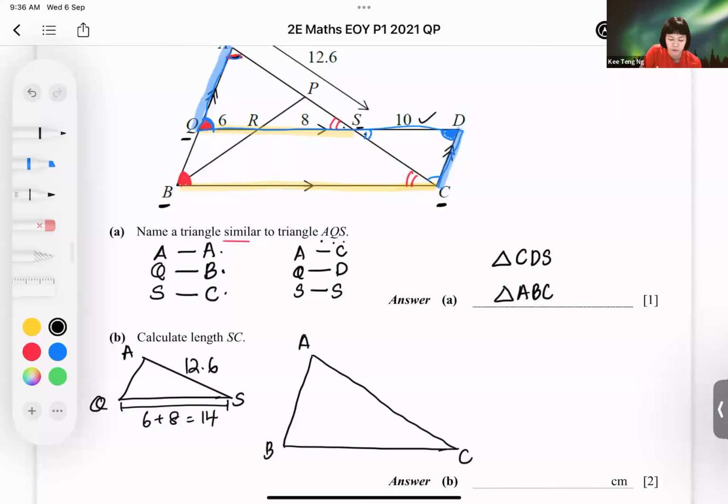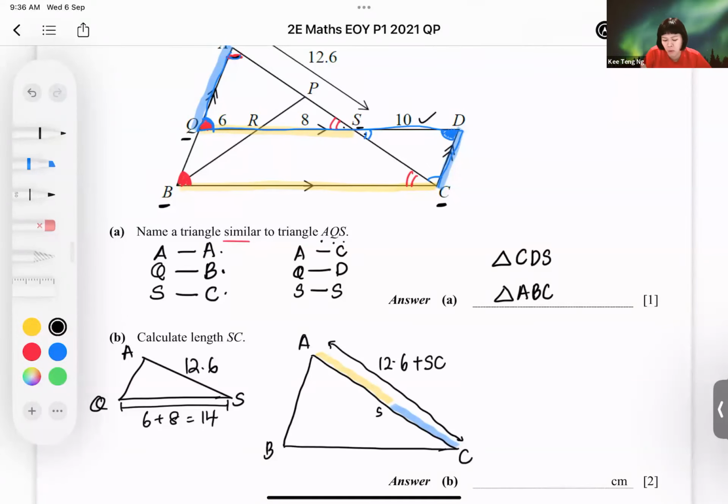So remember, if it's ABC, let's find out the corresponding measurements. What do I have for ABC? Alamak, I almost have nothing for ABC, but I know that this small portion over here is 12.6. SC is the portion that I want. So this whole expression from here to here is actually 12.6 plus SC.